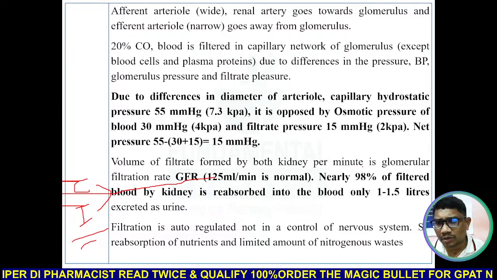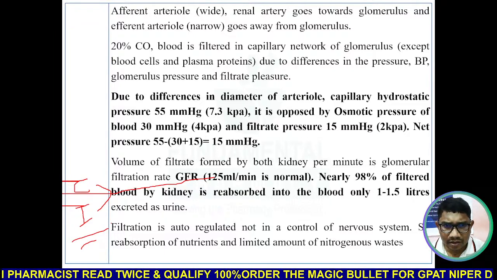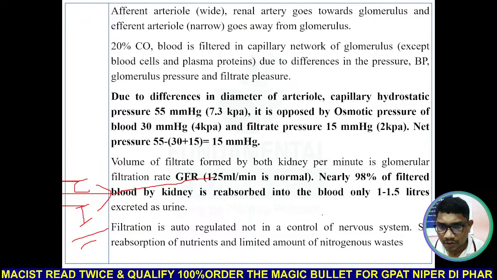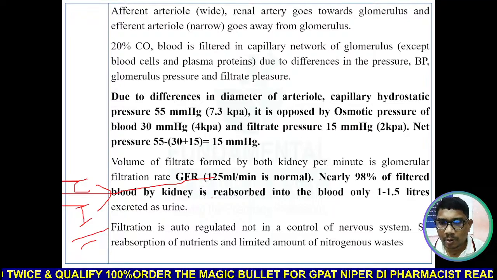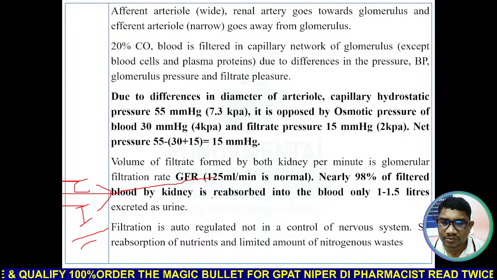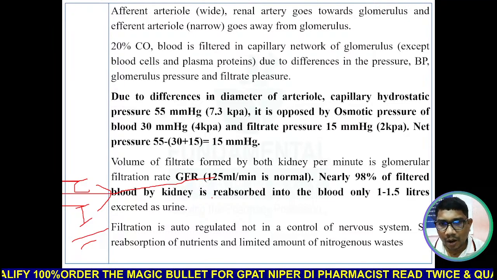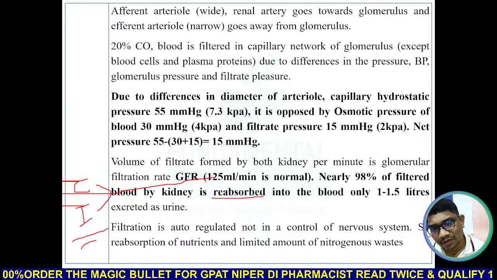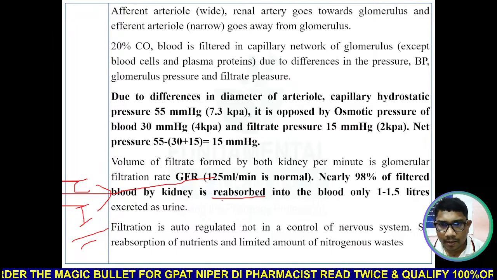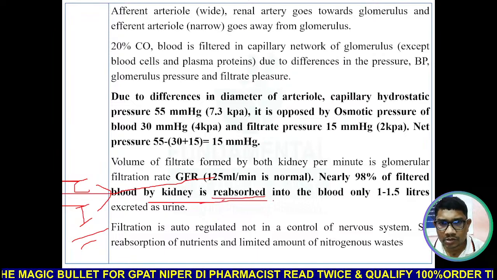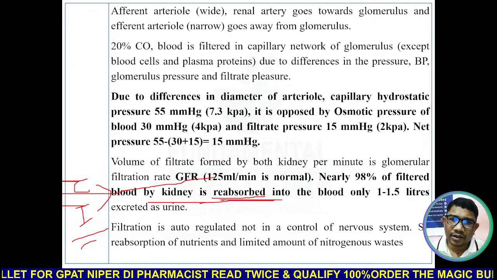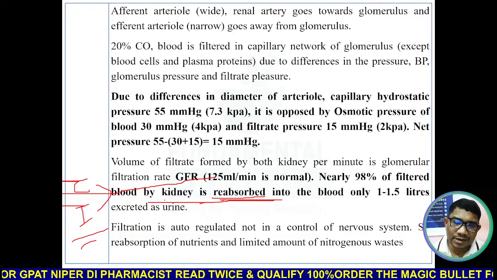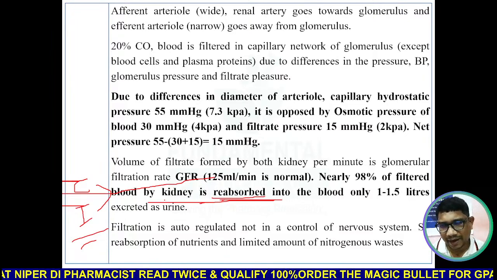Now nearly about 98% filtered blood by the kidney is reabsorbed. तो जो जितना फिल्टर हो चुका है, 100% फिल्टर हो चुका है नहीं होता. About 98% blood is filtered and out of that filtered again 98% is reabsorbed into the blood. क्यों? Because देखो जो ब्लड फिल्टर हो चुका है, ब्लड में से क्या फिल्टर हुआ है? सब कुछ फिल्टर हुआ है एक्सेप्ट ब्लड सेल एंड प्लाज्मा प्रोटीन्स एंड लार्ज मॉलिक्यूल्स.